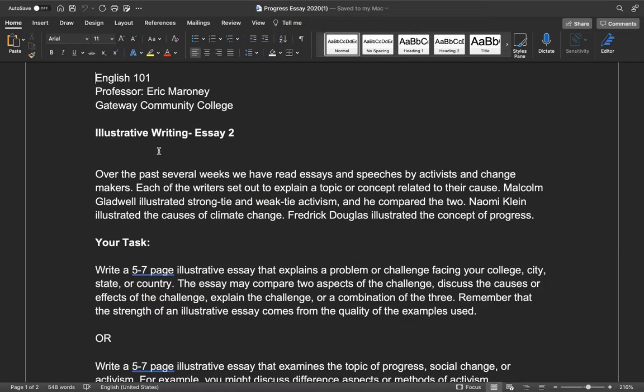We are moving on to our second essay in English 101. The second essay assignment is going to be an illustrative essay. Our first unit sort of focused on narrative writing in the service of argument. Our second assignment is going to focus on illustrative writing. Illustrative writing, as I'm sure you have gleaned from the past few weeks, is focused on explaining something or illustrating a concept, and its strength comes from the quality of its examples.